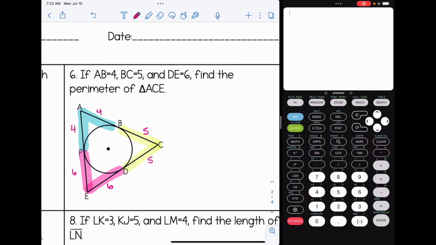So if I'm going to find the perimeter of triangle ACE, I'm going to be adding up all these pieces. So 4 plus 4, my 2 blue pieces, 5 plus 5, 2 green, and 6 plus 6, the 2 pink ones, and I get that my perimeter is 30 units.